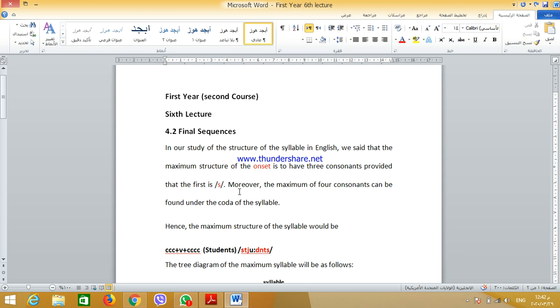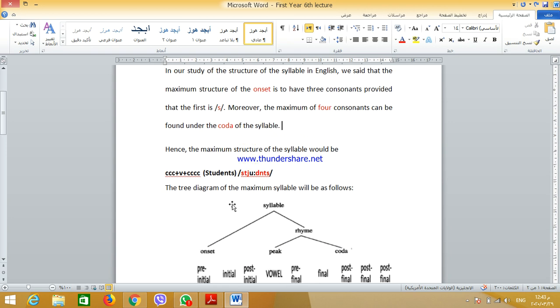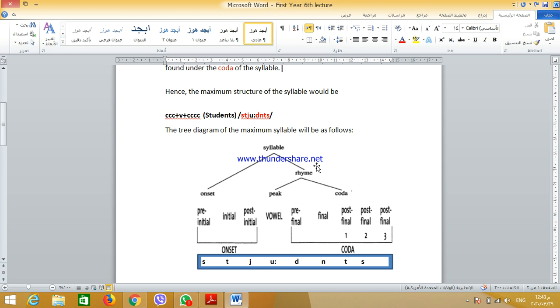Moreover, we also said that the maximum of the syllable structure under the coda position, that is after the vowel, is up to 4 consonants, up to 4 under the coda. So in the English language syllable, we may have branching, that is to have more than 1 element under the onset, and the maximum is 3. And we may have also branching under the coda of the syllable, and the maximum is up to 4 consonants. And here is the maximum structure of the syllable, as in the word students.